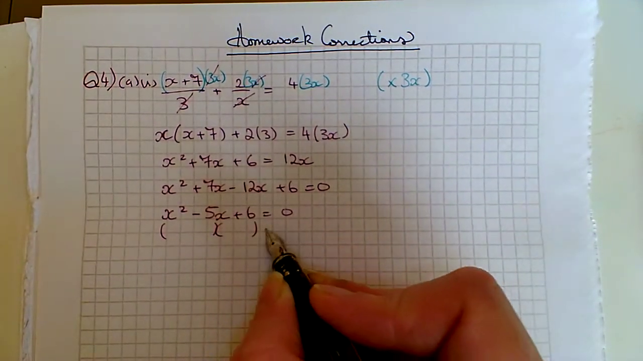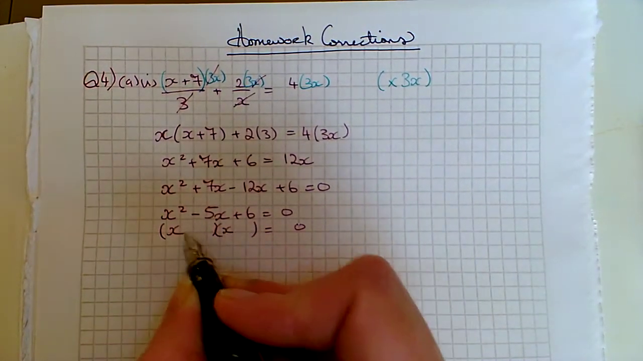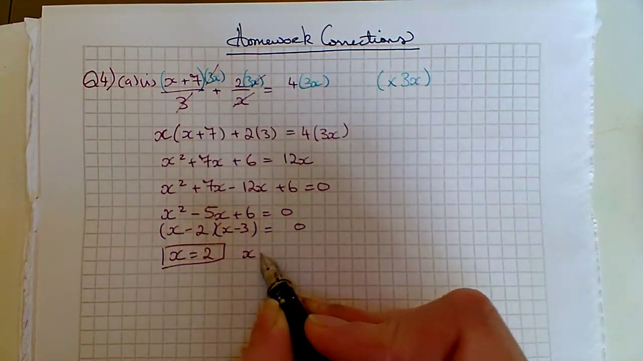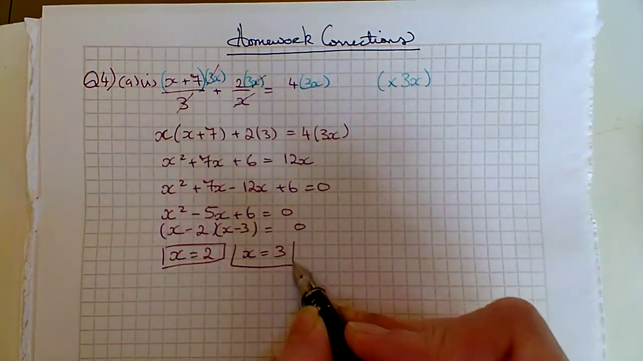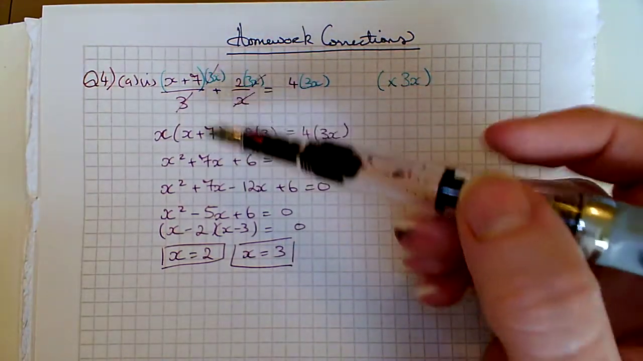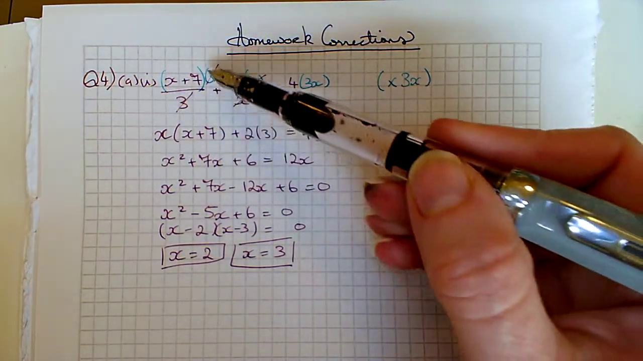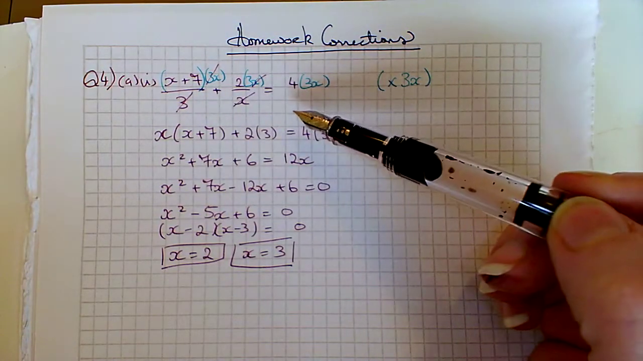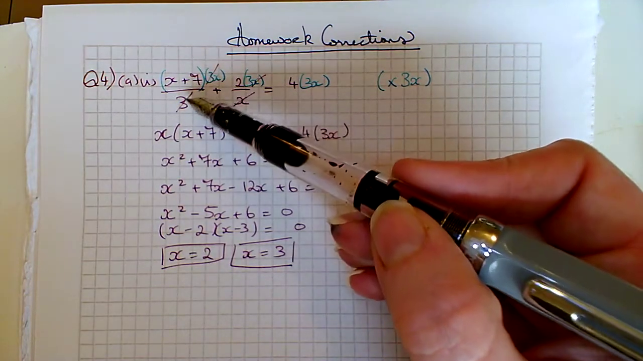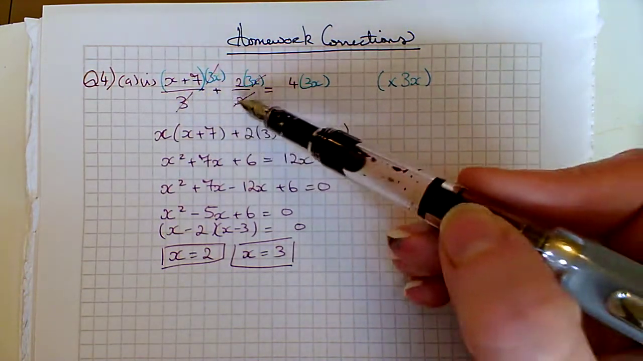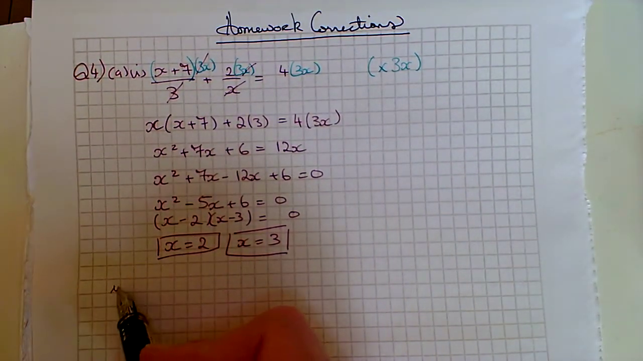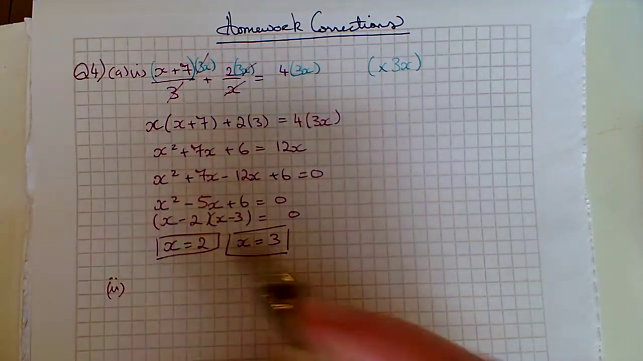I can solve this by factorising. If you can't easily spot the factors, you can use the minus b formula as well. So x is equal to 2, or x is equal to 3. And if you filled in one of those values, for example, if we fill in x equals 2, we'll have 9 over 3 plus 2 over 2 equals 4. Is that true? 9 over 3 is 3, 2 over 2 is 1, 3 plus 1 is 4. So that's a good way to convince yourself that those solutions are what we expected.